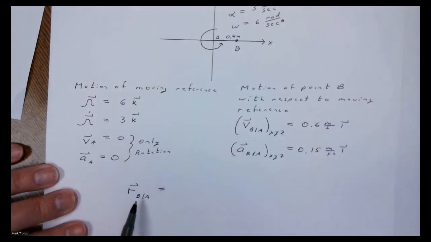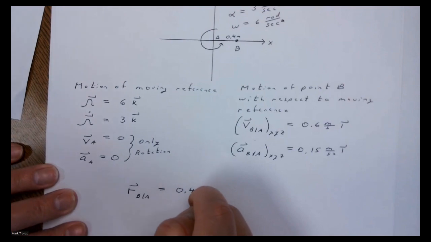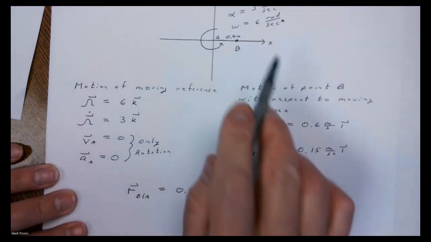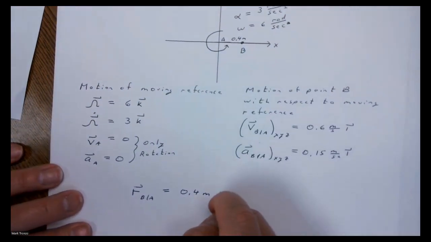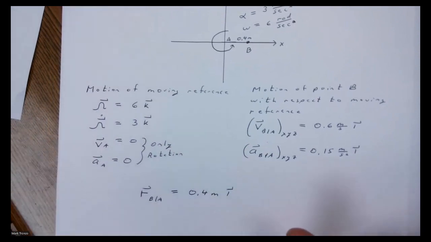Remember, if it's written B with respect to A, that means you want to see what it takes to get from A to B. And that's going to be 0.4 meters, and it's all in the X direction. If you look back at the picture, it's all along the X axis. So we really have everything that we need now.